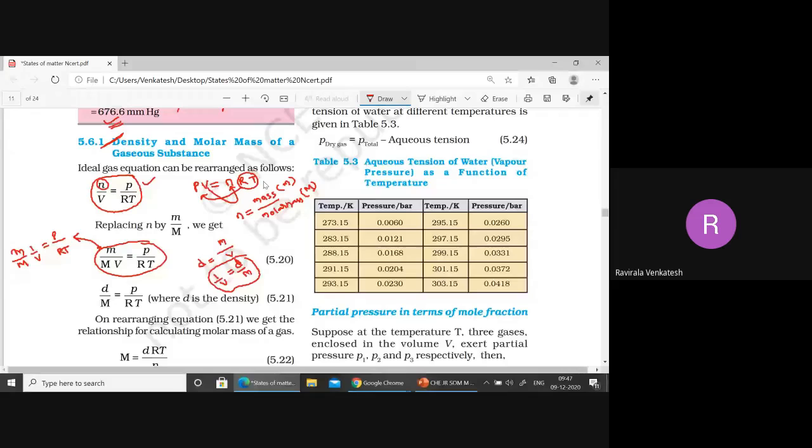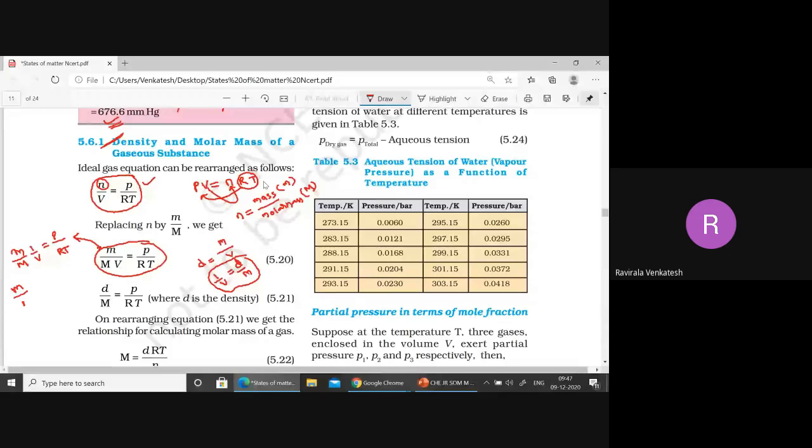Put here, what happened here? 1 by V is equal to what we are going to get? Same P by RT here. 1 by V is equal to d by m. Now we are getting d by m, that is equal to what here? P by RT.